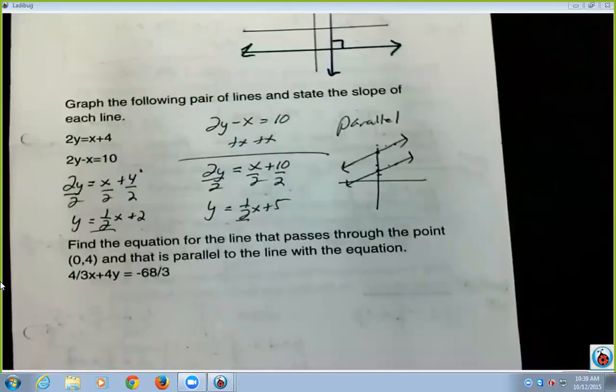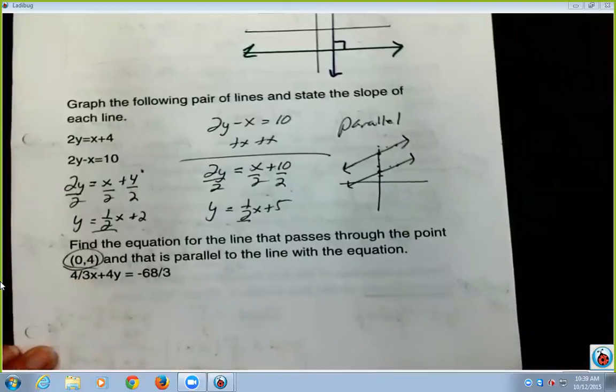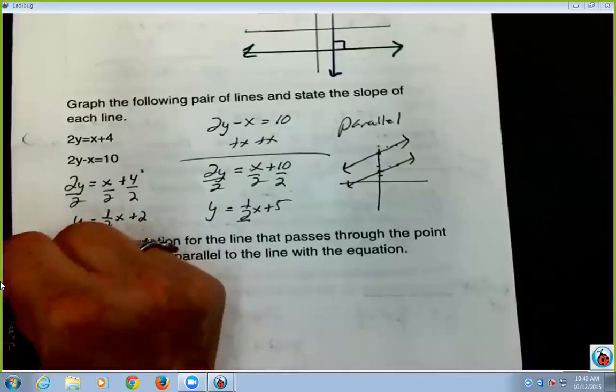Okay, down to this one. What do you think is going to happen here? What would we need? Well, in reading it, it says find the equation of the line that passes through this point. What kind of point is that? 0,4. It's got a special name. No, it's the y, what's it called? The y-intercept, yes. This is the y-intercept.